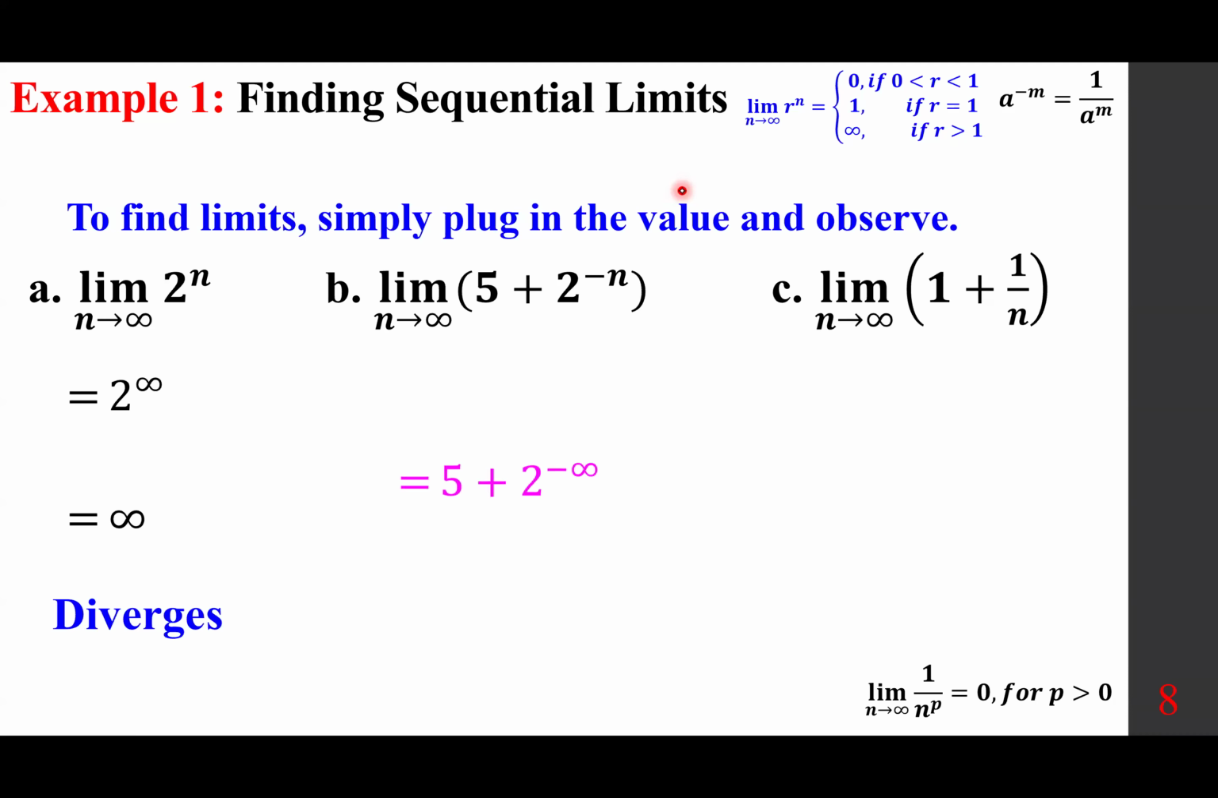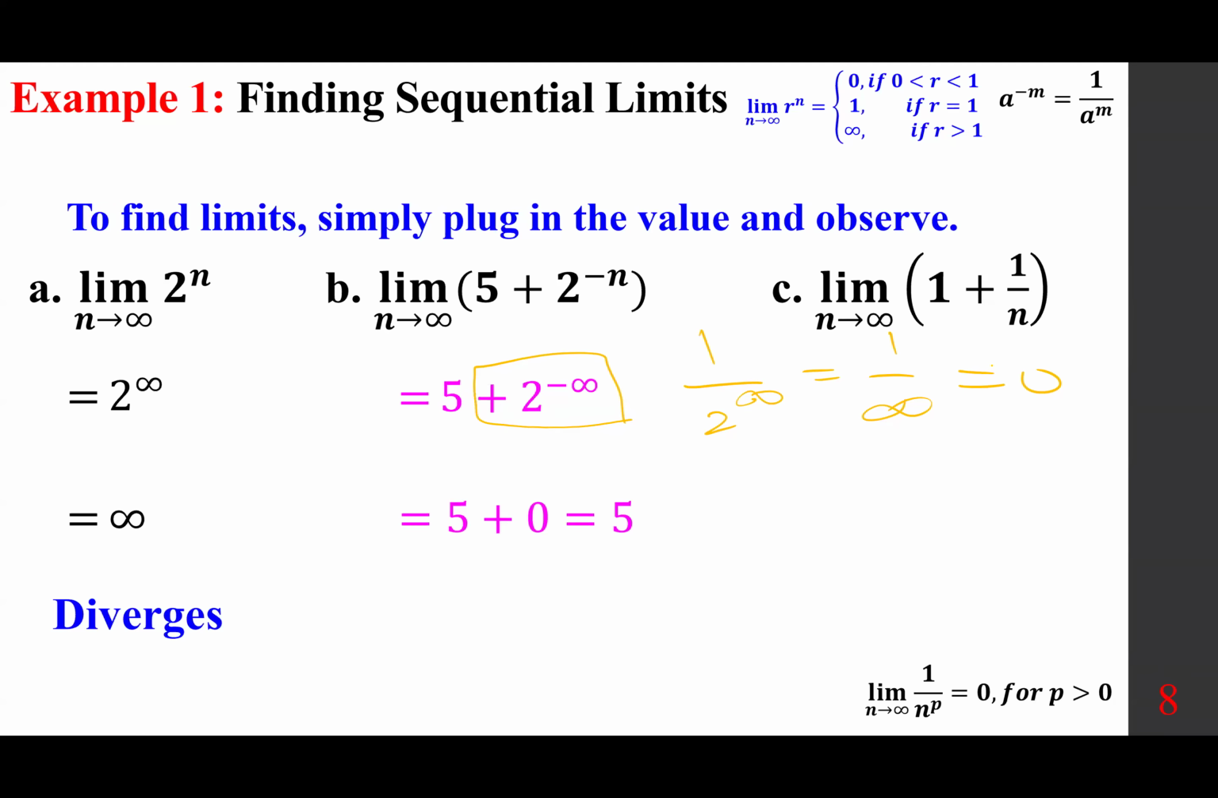We do the same thing for part B. Now, a to the power of minus m is 1 over a to the power of m. Therefore, this is 1 over 2 to the power of infinity, or 1 over infinity, and therefore 0. And therefore, it converges.